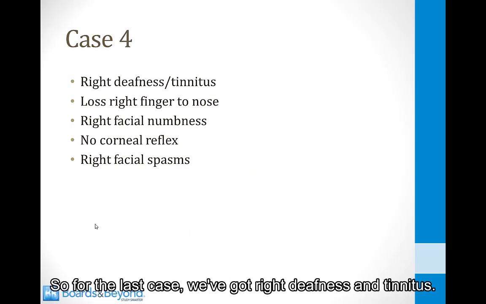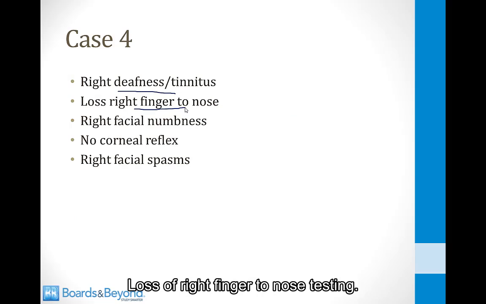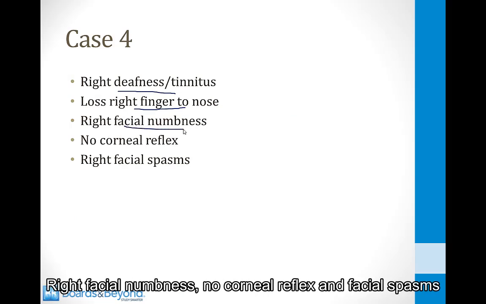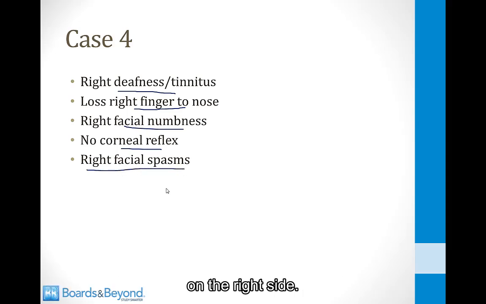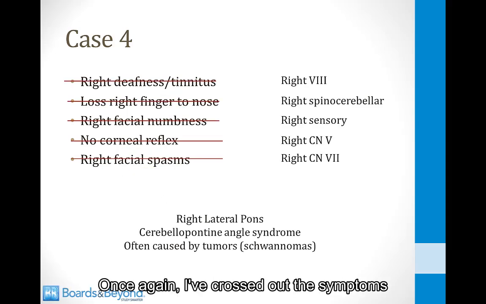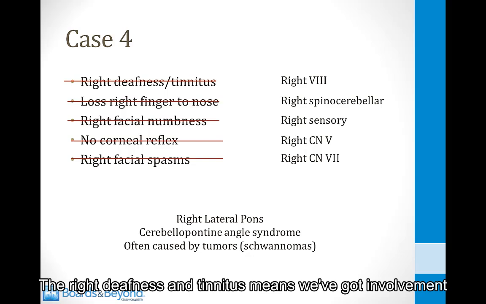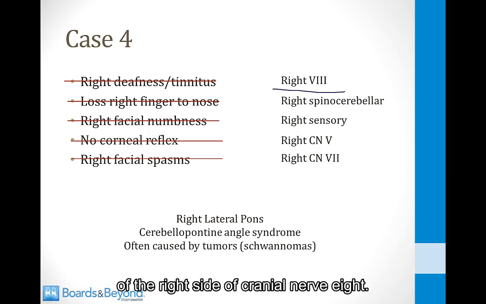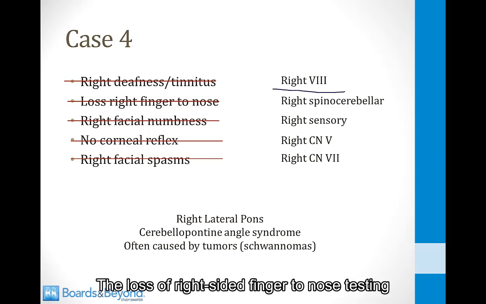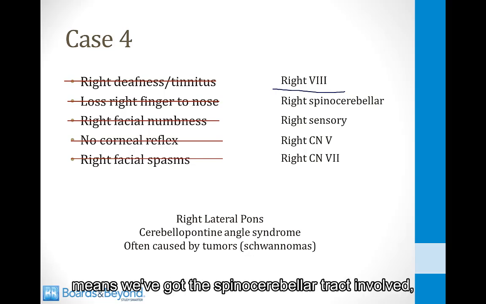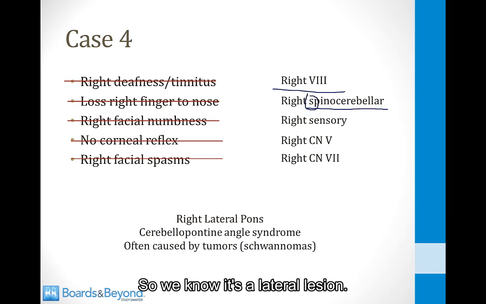So for the last case, we've got right deafness and tinnitus, loss of right finger to nose testing, right facial numbness, no corneal reflex, and facial spasms on the right side. Once again, I've crossed out the symptoms and wrote what they mean on the right side of the screen. The right deafness and tinnitus means we've got involvement of the right-sided cranial nerve 8. The loss of right-sided finger-to-nose testing means we've got the spinocerebellar tract involved, and that's an S tract, so we know it's a lateral lesion.